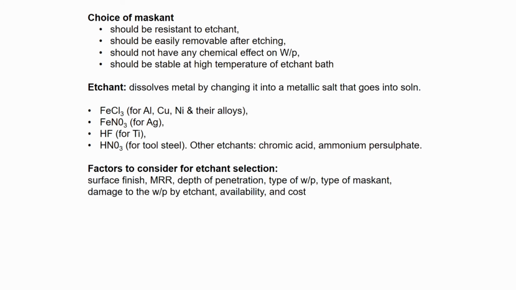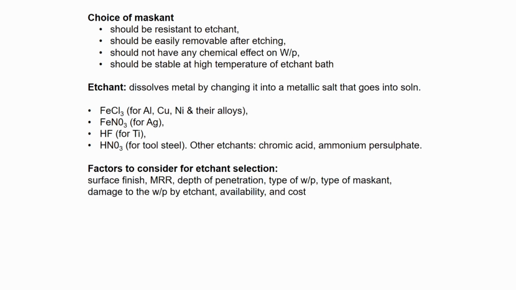Different etchants are used for chemical etching of different materials. Ferric chloride is used for aluminum, copper, nickel and their alloys. Ferrous nitrate is used for silver. Hydrogen fluoride is used for titanium. HNO3 is used for tool steel, and other etchants are chromic acid, ammonium persulfate, etc.